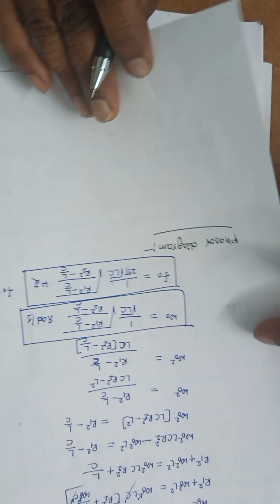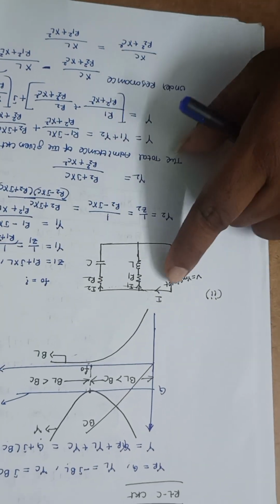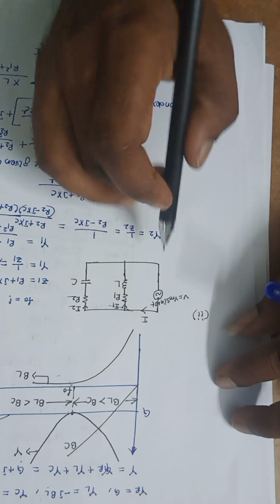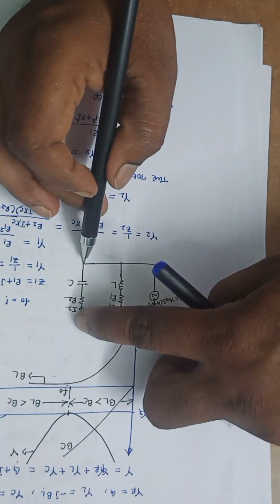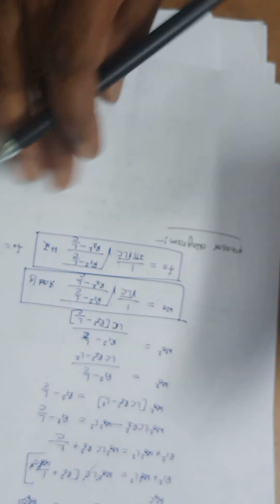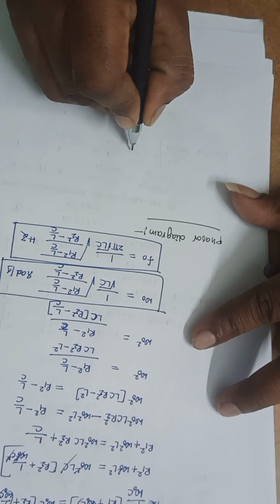So in this phasor diagram, I need to represent I1, I2, I and this V. First, this voltage is common for this element and for this element. So I am taking this voltage as reference here. First take this voltage as reference. So this is the voltage V.